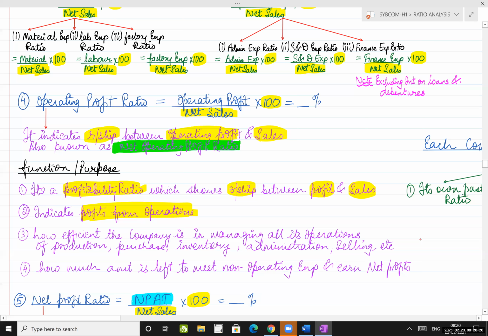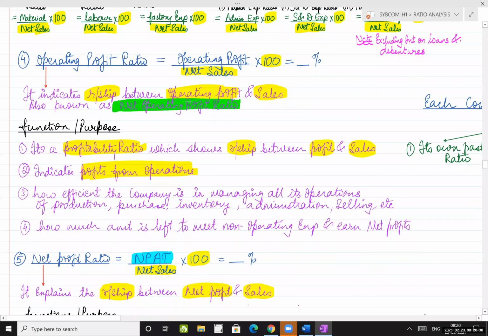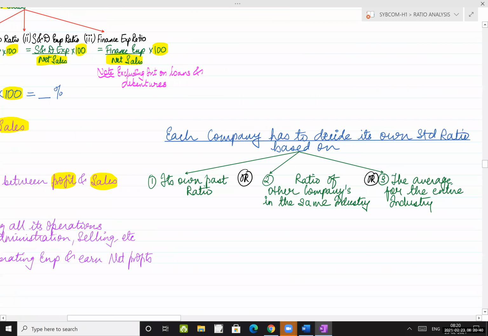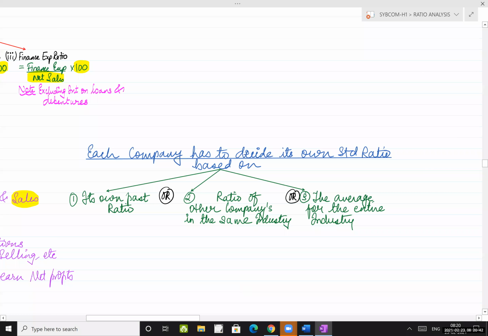Okay, how much amount is left to meet non-operating expense and net profits? This point was there in the operating ratios also, the same point. I had explained it in the last lecture. Then each company has to decide its own standard ratio. Okay, this also I have explained in the last lecture.